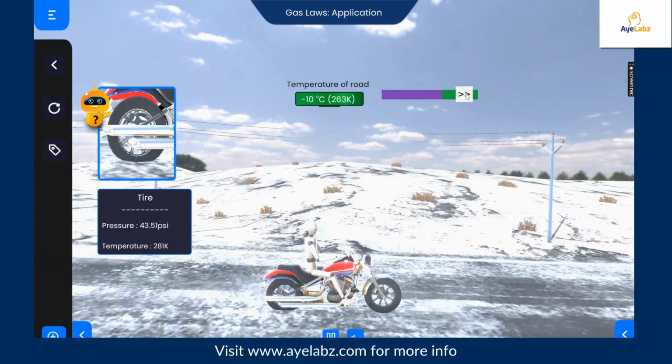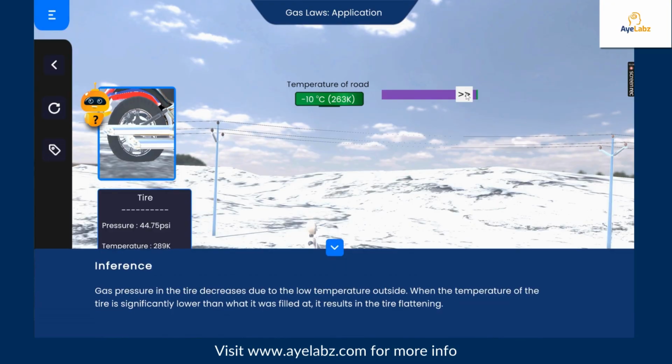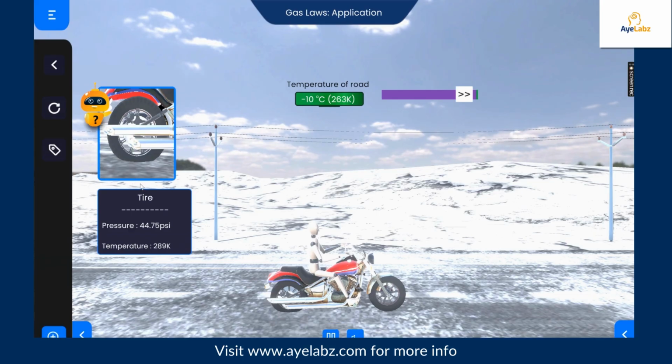You can use this button to fast forward the bike ride and see how the bike is affected. The gas pressure in the tire decreases due to the low temperature outside. When the temperature is significantly lower than what the tire was filled at, it results in tire flattening, which is shown here.